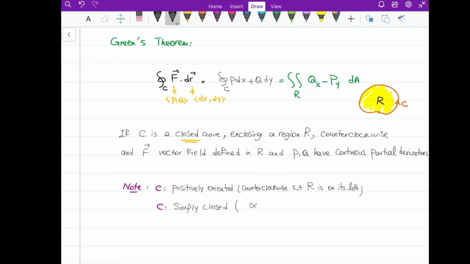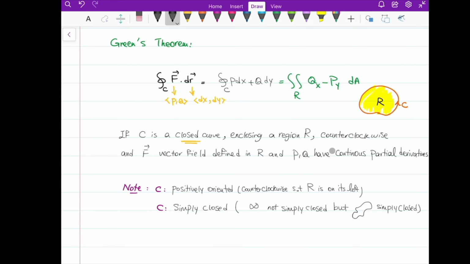For example, this is a closed curve, but it is not simply closed because it crosses itself. It is not simply closed, but for example, this curve in here, it's simply closed. So the curve C in Green's theorem should be simply closed. It means that it shouldn't cross itself.